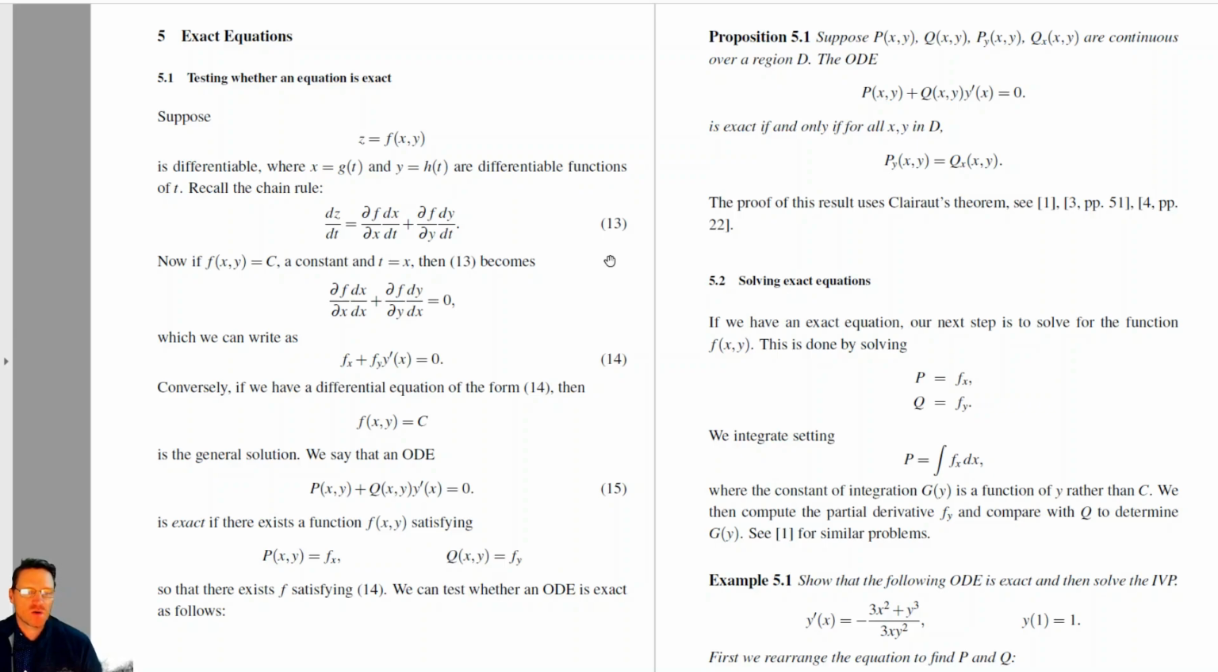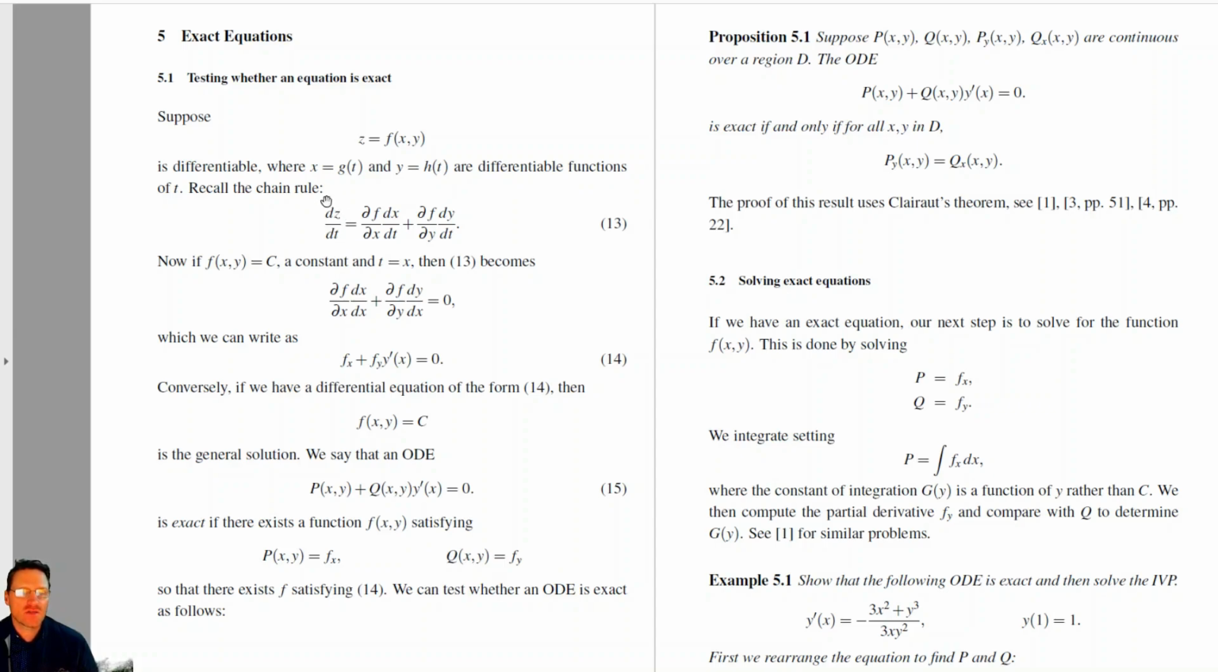Now, suppose that f of xy is a constant. For example, suppose we have something like x squared plus y squared equals 1, the unit circle, right? That would be in this form. So suppose we have f of xy equals c, where c is a constant, and further suppose that t is equal to just plain x. Then equation 13 simplifies considerably, right? We can replace all of the t's there with x's.